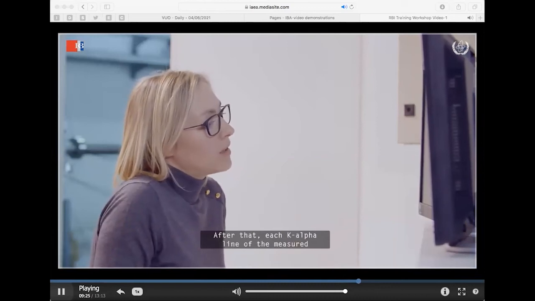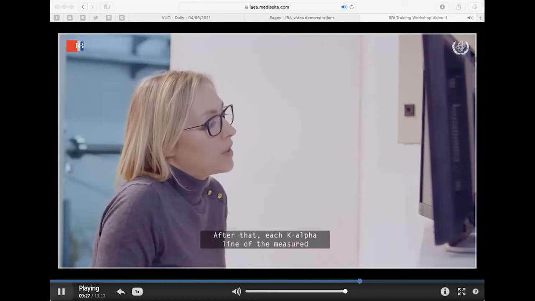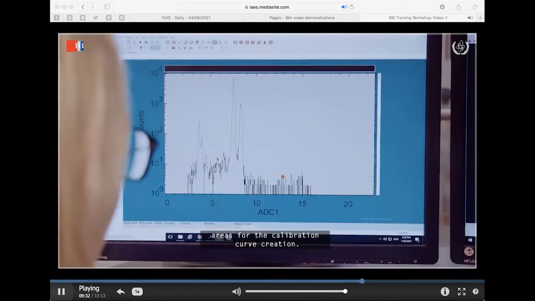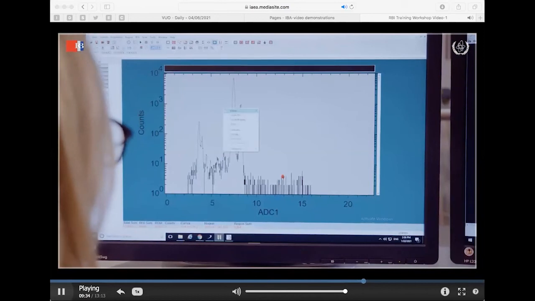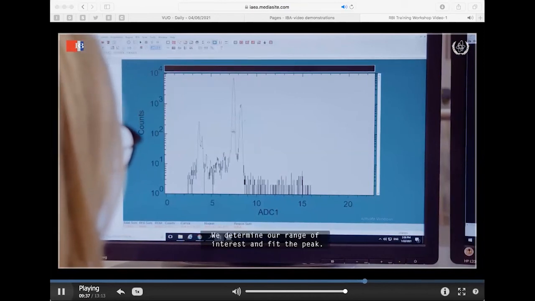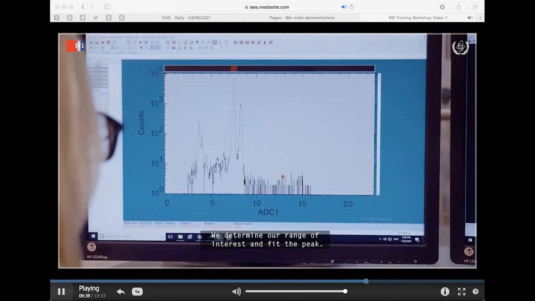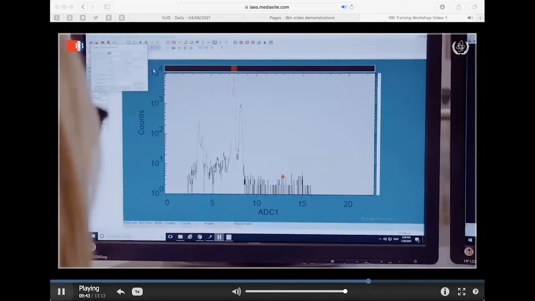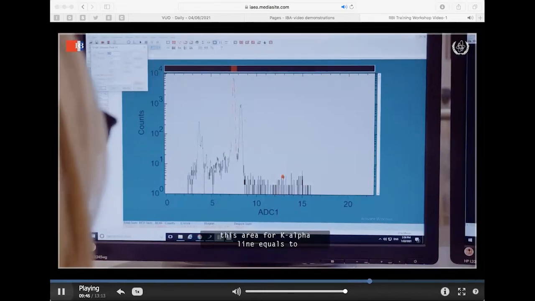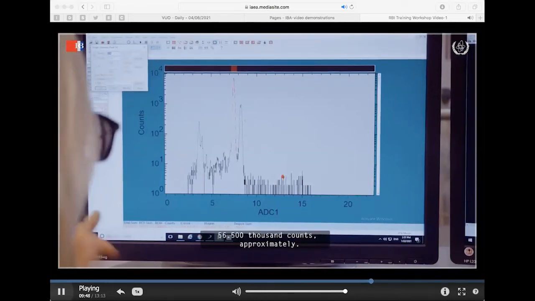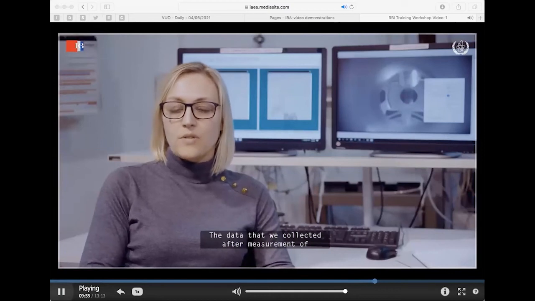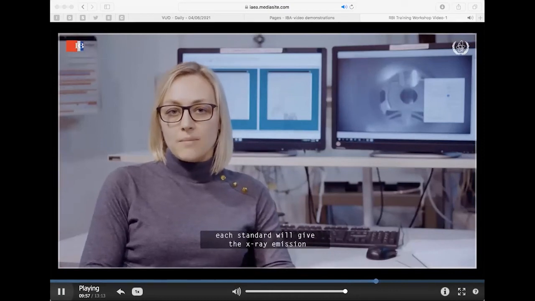After that, each K alpha line of the measured element needs to be fitted to determine peak areas for the calibration curve creation. So we determine our range of interest and fit. In the case of the nickel standard on the Sdg detector, the area of the K alpha line equals approximately 56,500 counts.